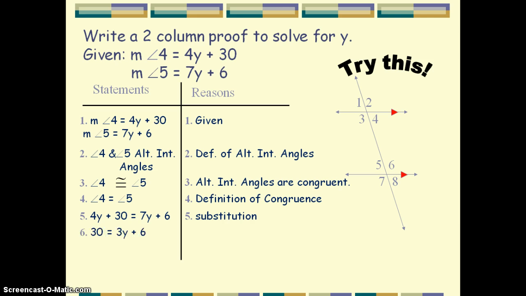I'm going to subtract 4y from both sides using subtraction. Subtract 6 from both sides using subtraction. And then finally divide by 3 on both sides to get that y is equal to 8. And that's using division. See, that proof wasn't so hard. It's just making you give a reason for each step.